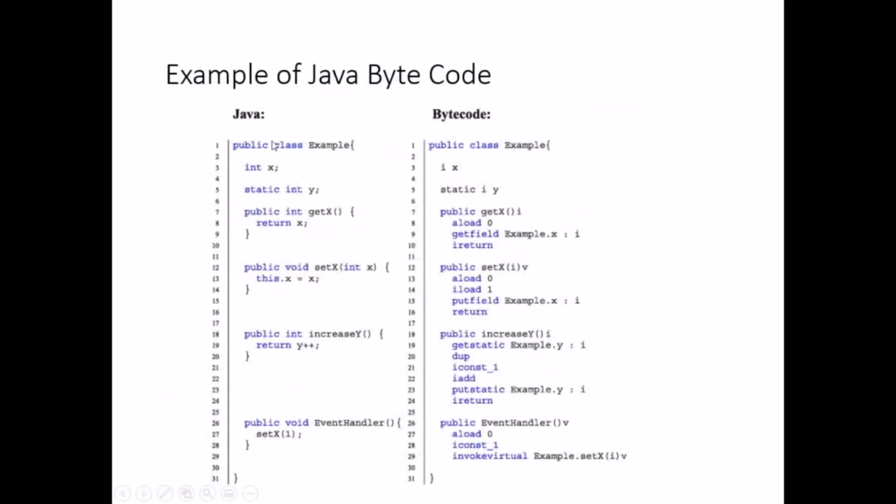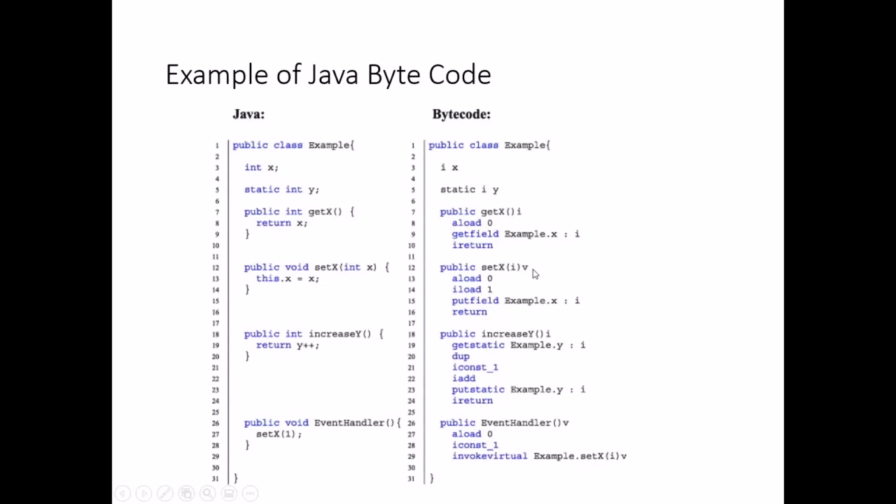And here, compare these two columns. This is the Java program, and this is bytecode. See this line, for example, it says get X. In Java, you write one command, return X. So in here, you are writing return X. But see how many lines we have for only one line in Java. So one, two, three instructions in low level.